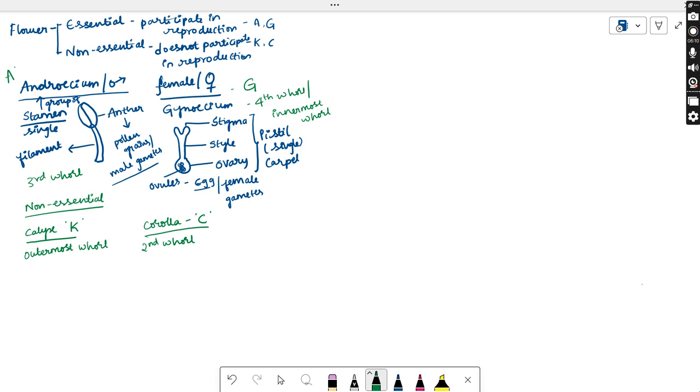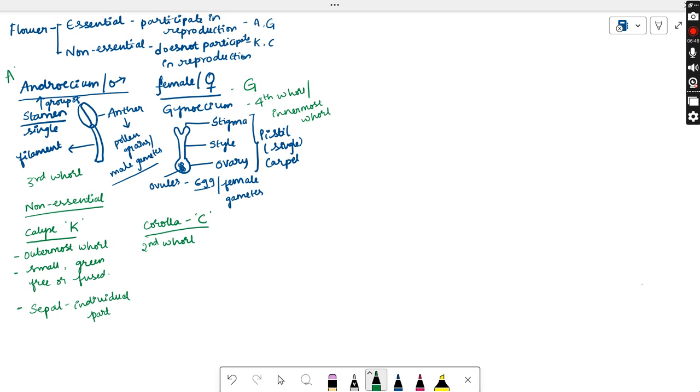Now, what is the function of this calyx? These are the outermost wall of a flower. They are very small in structure, green in color. They may be free or fused. The individual members of the calyx we call the sepals. Sepal is the term for just the individual part of a calyx. All the group of sepals form the calyx.